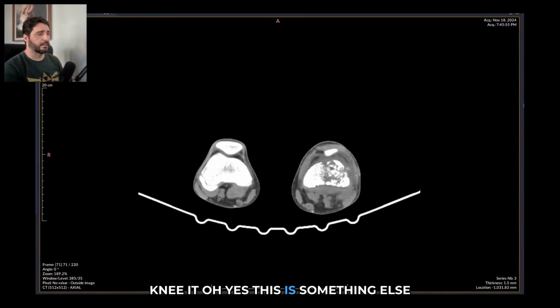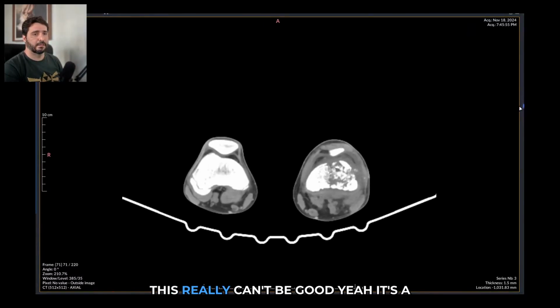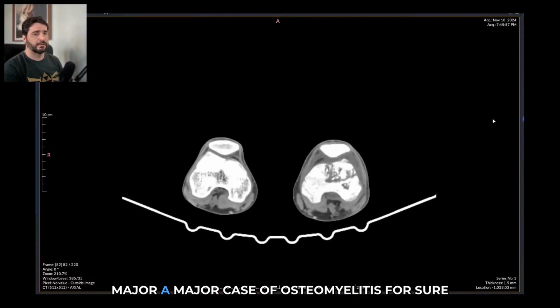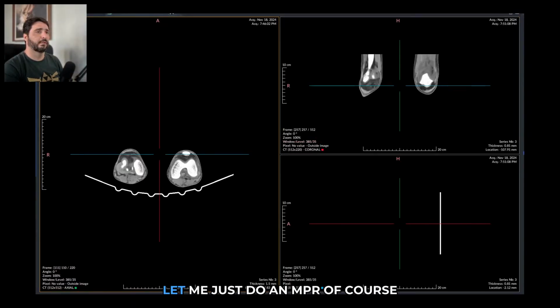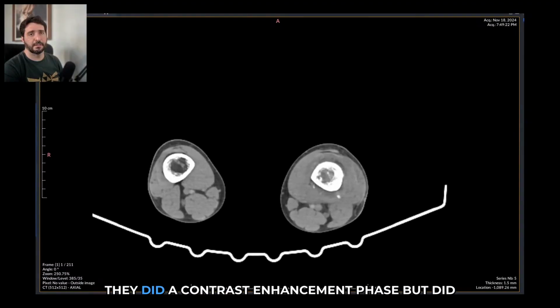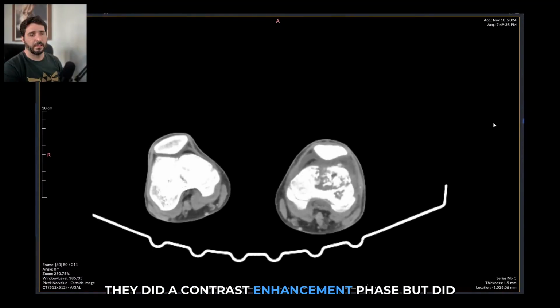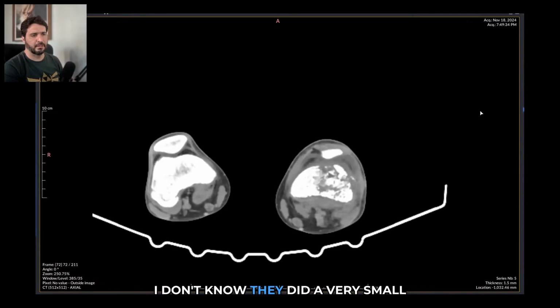Oh yes, this is something else. This really can't be good. Yeah, it's a major case of osteomyelitis for sure. Let me just do an MPR. Of course, they did no contrast enhancement. Oh, they did. They did a contrast enhancement phase, but I don't know.